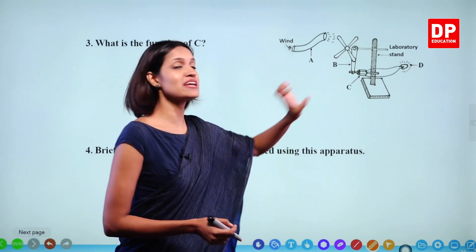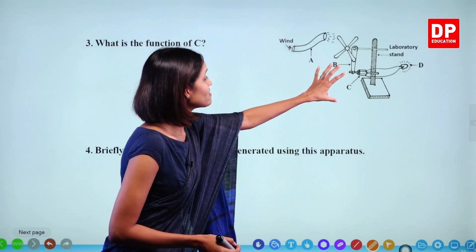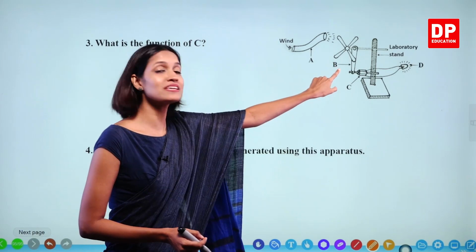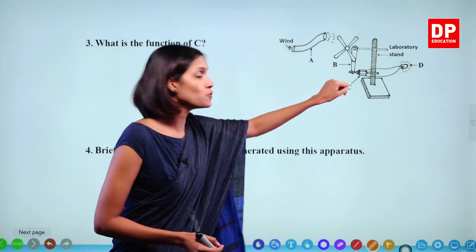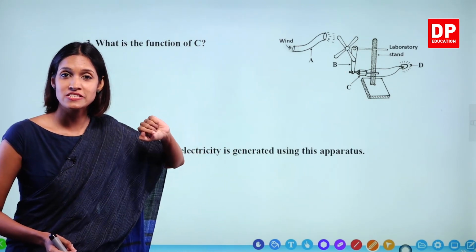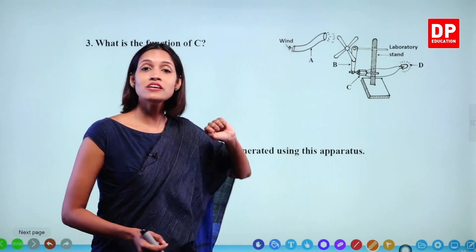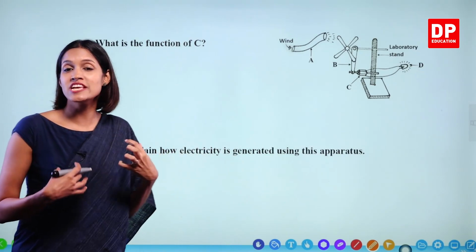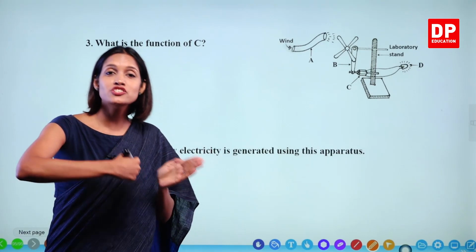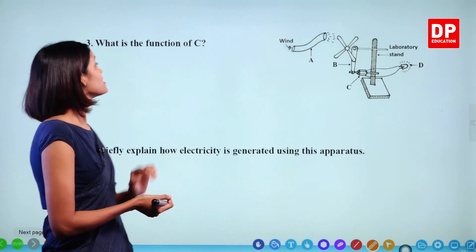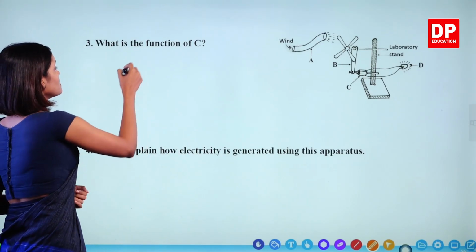C can generate electricity. How does it generate electricity? It can convert the kinetic energy. Now I told you, when the axle of this motor rotates, it can generate electricity. So rotating something is moving something. It means it contains kinetic energy. So the motor can convert the kinetic energy into electrical energy, right? So what is the function of C?